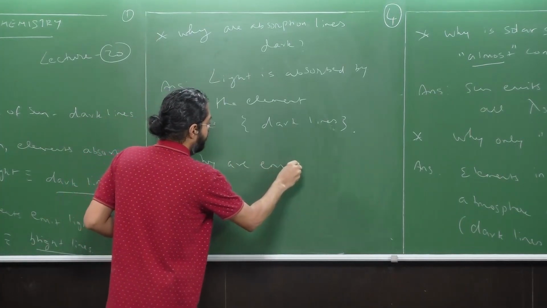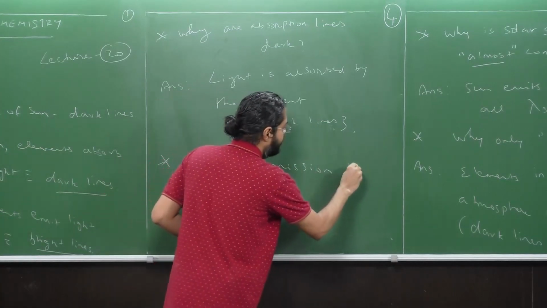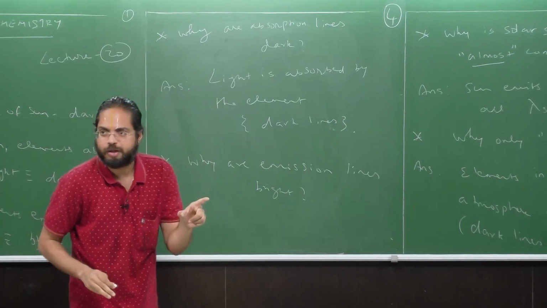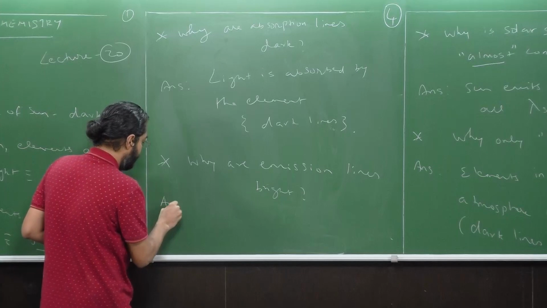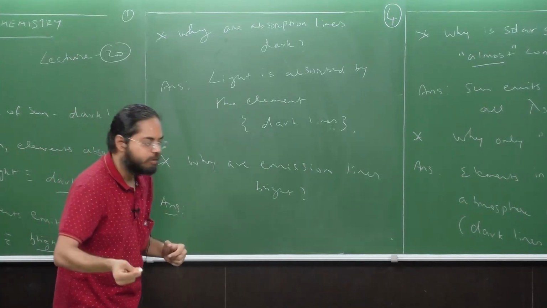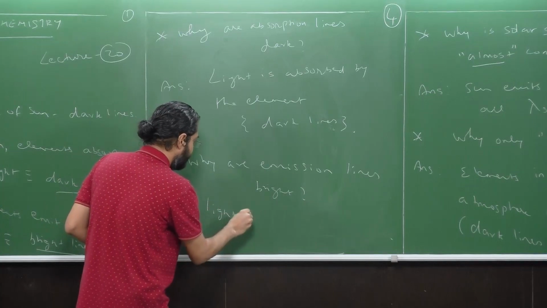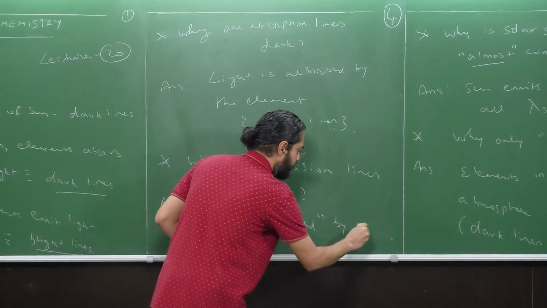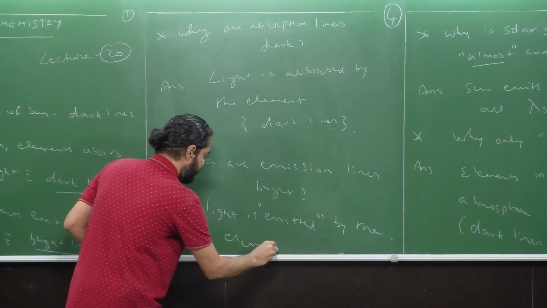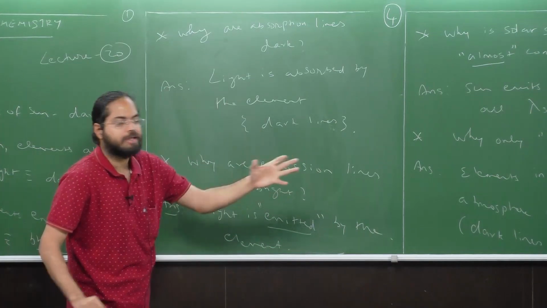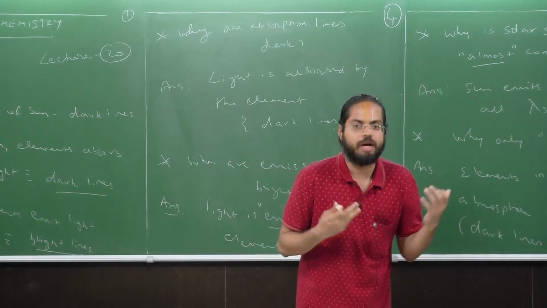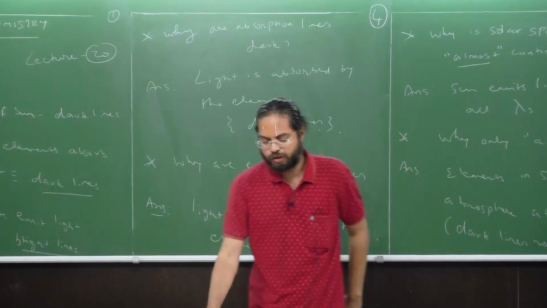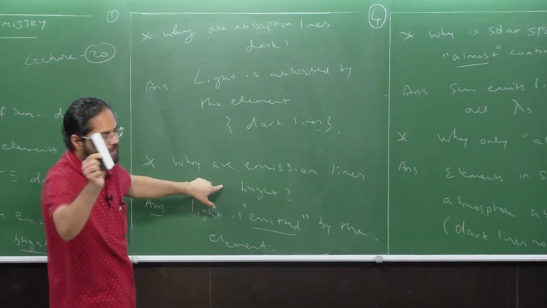The next question would be a natural opposite question: why are emission lines bright? Well, the answer by now should be obvious. They are bright because light is emitted by the element. When light is emitted by the element, there is light, so that is why it's a bright spot. So absorption results in dark lines and emission results in bright lines.